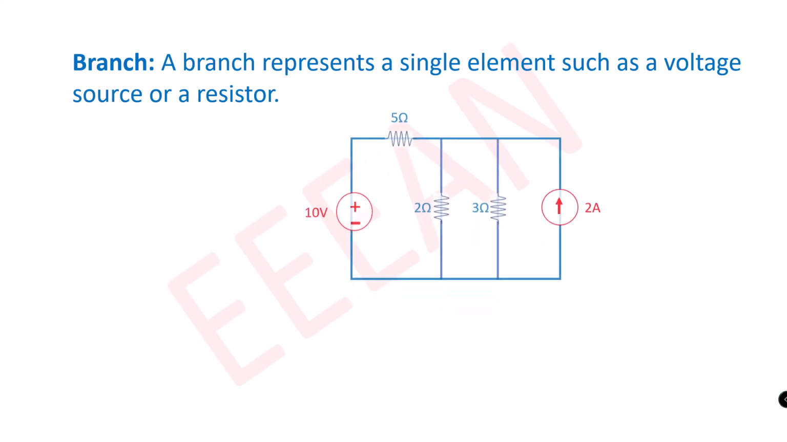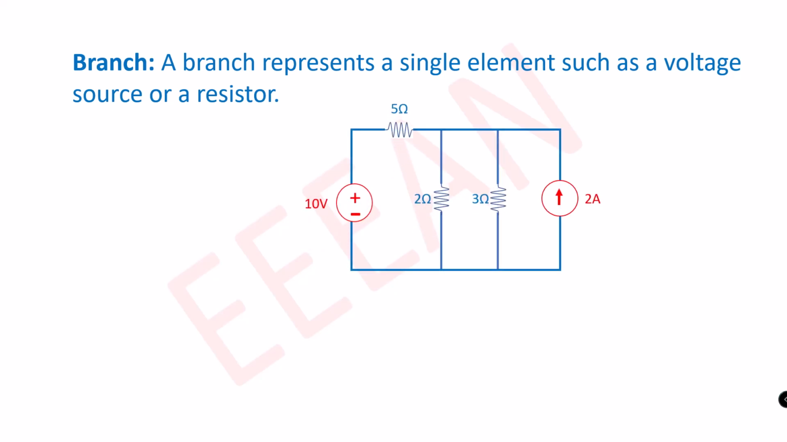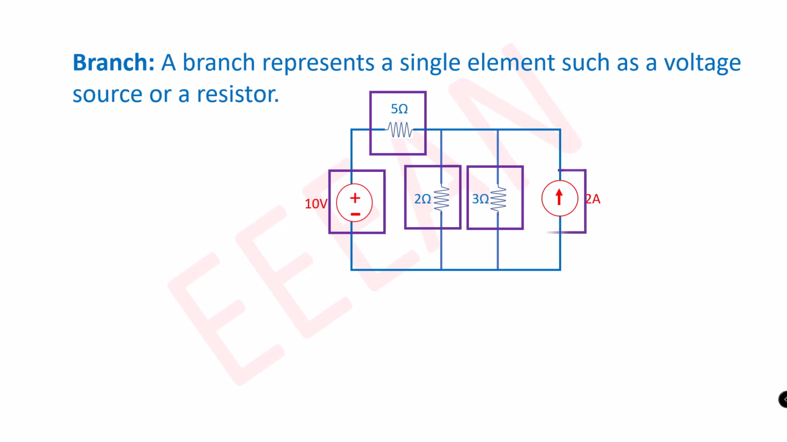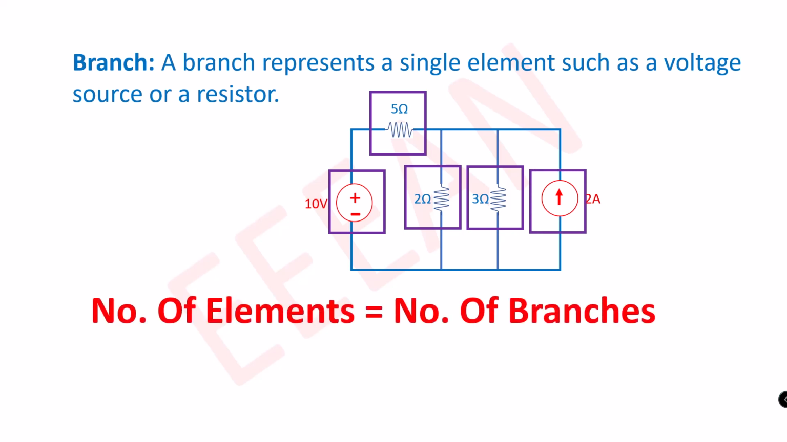For example, look at this circuit. The 10-volt voltage source, 5 ohm resistance, 2 ohm resistance, 3 ohm resistance and the 2 ampere current source. These all are elements. According to the definition of the branch, we can say the number of elements equals the number of branches. In this circuit, we see there are a total of 5 elements. So we can say the total number of branches equals 5.